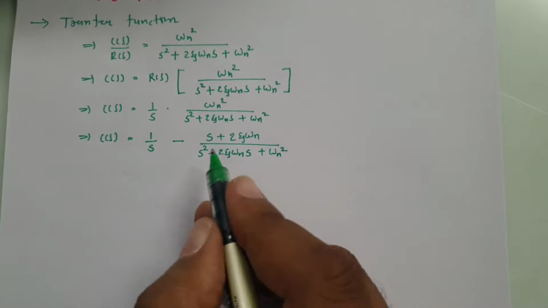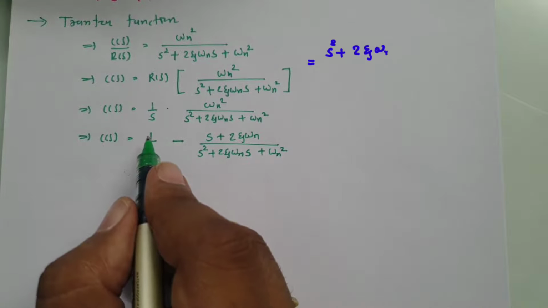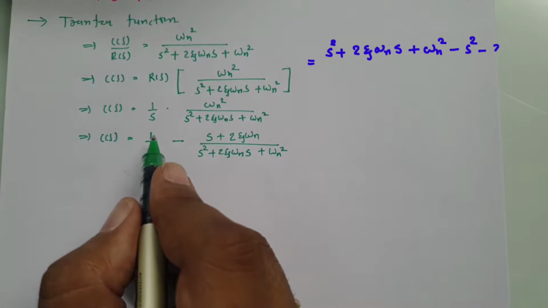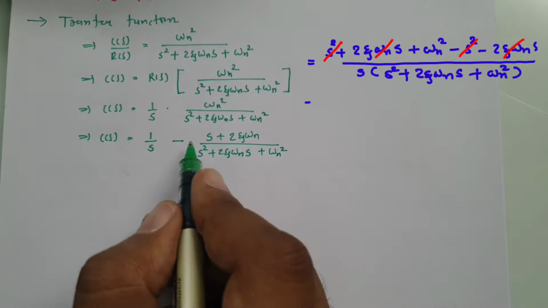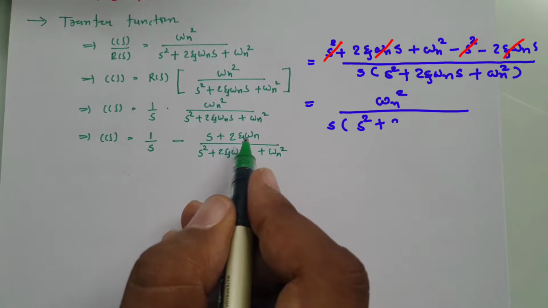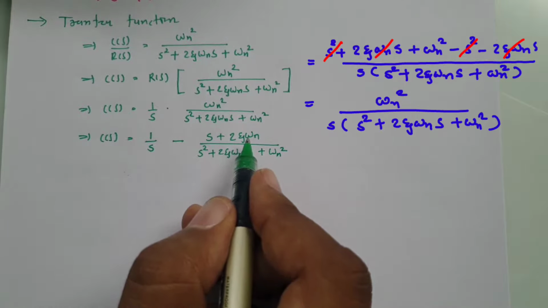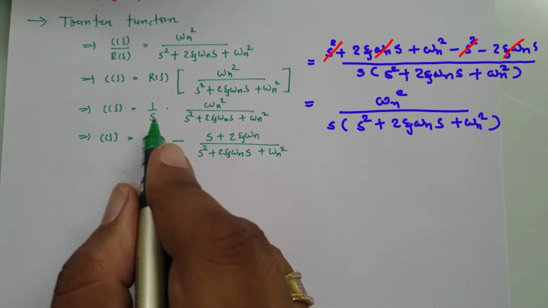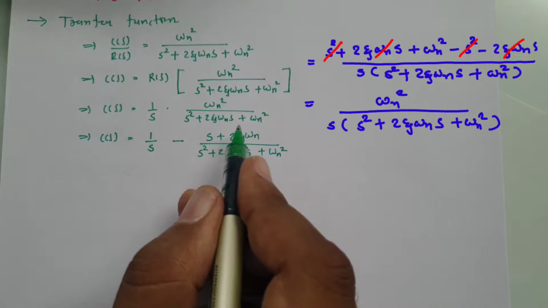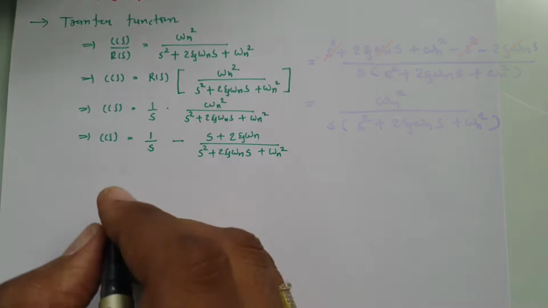Now if you observe this term, by cross multiplication it will be s square plus 2 zeta omega n s plus omega n square minus, since this s gets multiplied with this term, minus s square minus 2 zeta omega n s. So s square and 2 zeta omega n s will get cancelled. So this term will be omega n square divided by s into s square plus 2 zeta omega n s plus omega n square. So that is this term only, right?